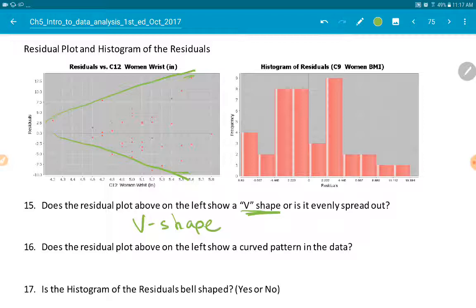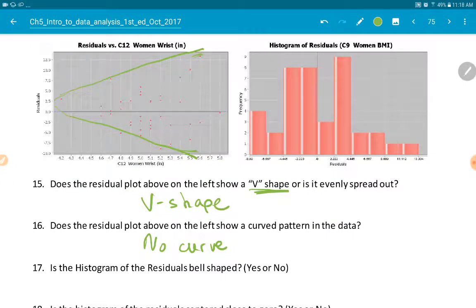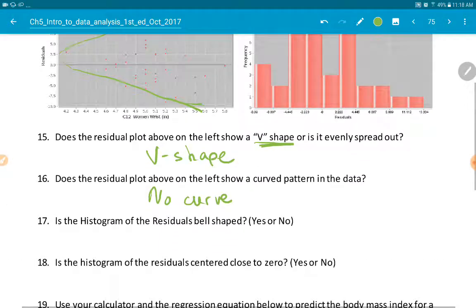16, does the residual plot above on the left show a curved pattern? No, no curve, just that V shape. So that's in our favor, so no curve. What we want for the most accurate prediction equation, we want no V shape. We want just a complete random scatter. So having the V shape indicates that our equation may not be the best predictor.